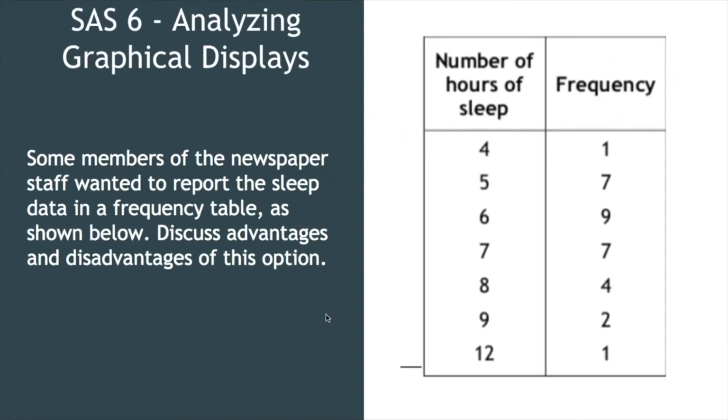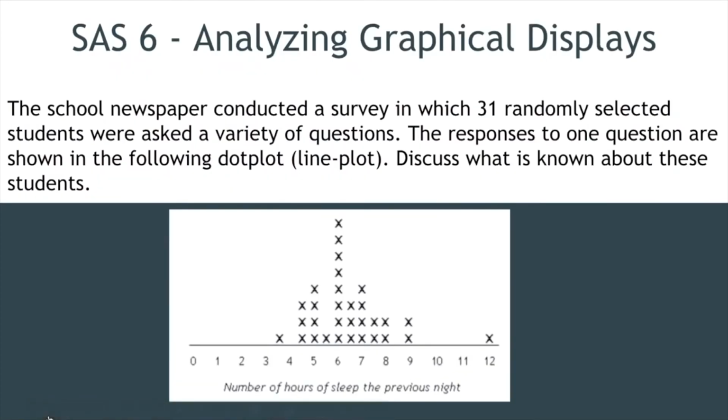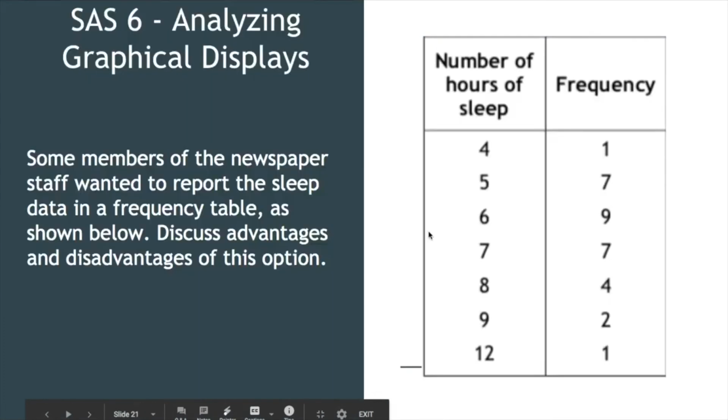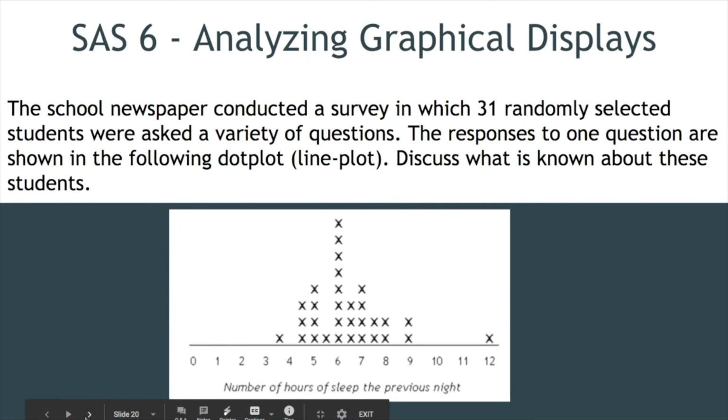So, some members of the newspaper staff wanted to report the sleep data in a frequency table as shown beside the screen. Discuss advantage and disadvantage of this option. So this is the number of hours of sleep, and this is the frequency. As you can see, it follows the same pattern as this last one. The only difference is it doesn't give every value in between. So if you have 4, 5, 6, 7, notice they don't have half values in here. So it looks a little bit different than this, okay?